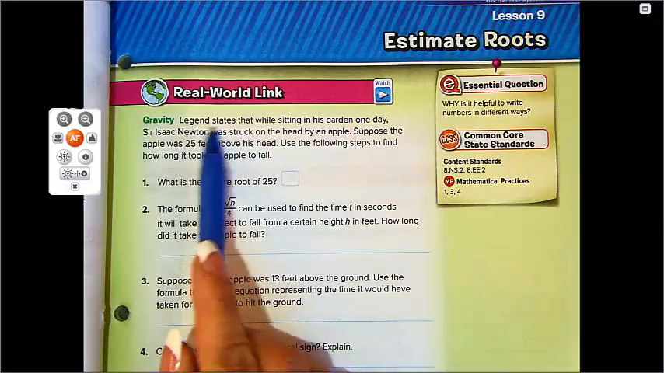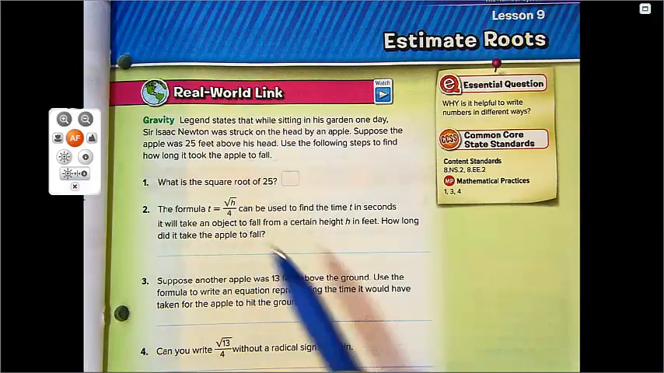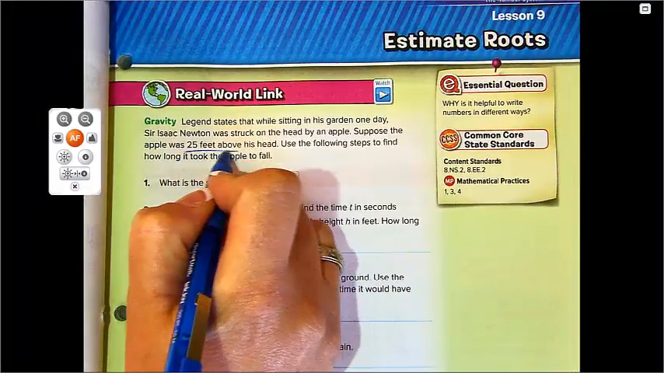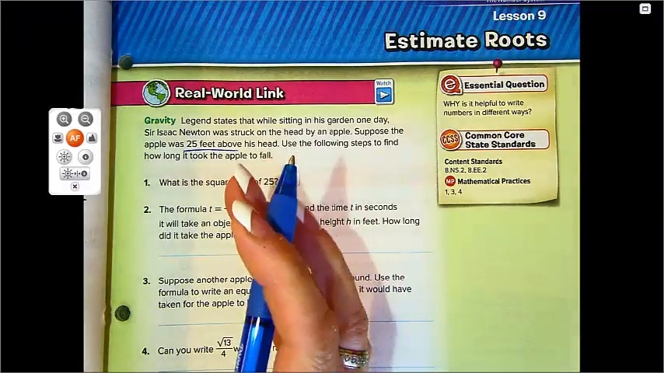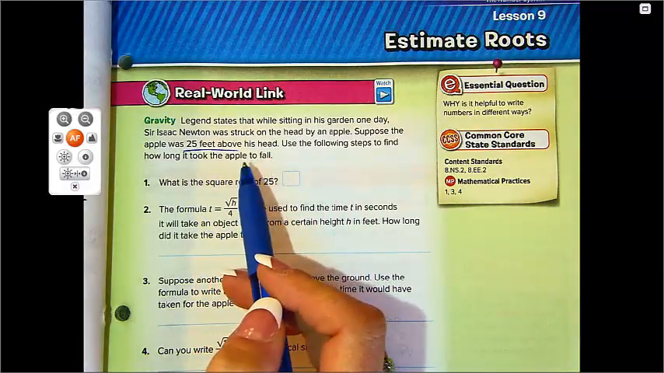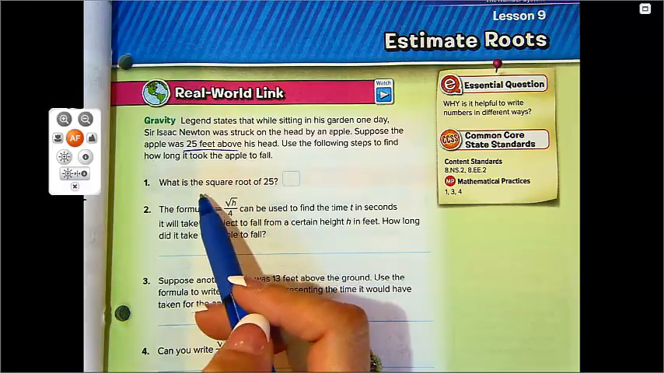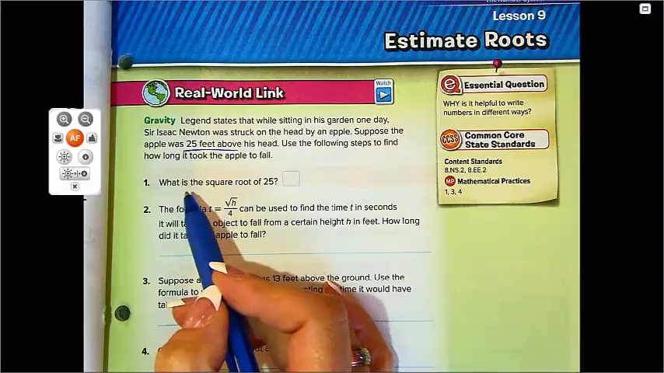The first one is talking about Sir Isaac Newton getting hit in the head by an apple, and how far above him that apple was. It fell from a tree that was 25 foot tall and came in and hit him on the head. So we're going to find how long it took the apple to fall. That's our job, and it lines out what steps we're going to take to do that. The first thing we have to do is take the square root of 25.